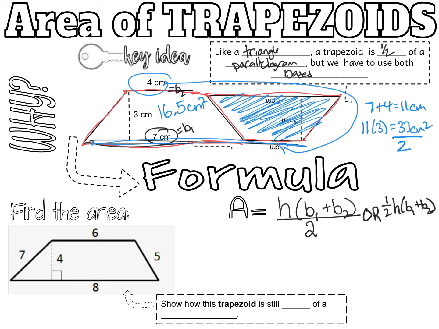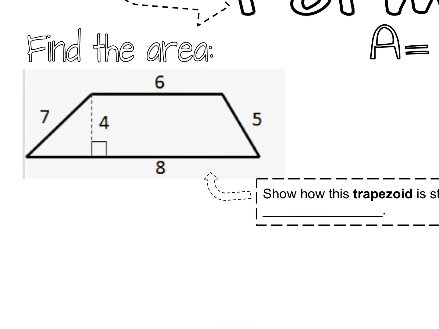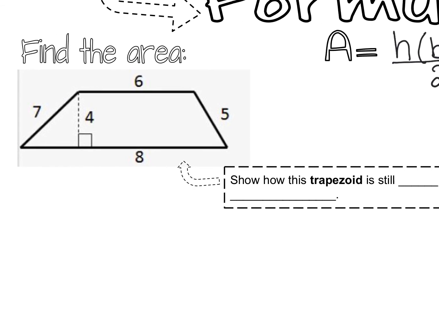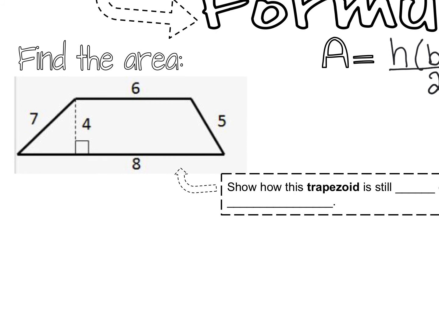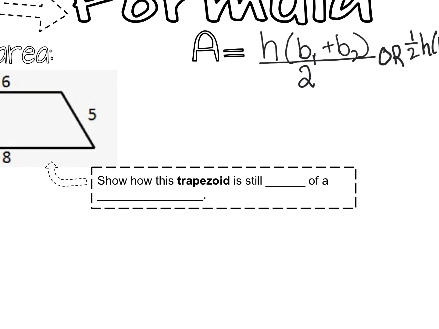What I would encourage you to do is pause the video, and try this trapezoid down here. Now notice I did put in some extra numbers as distractors, so I want you to really think about which numbers we need to use and which ones we are not going to use. If it helps you, you can also show how this trapezoid is still half of a parallelogram. So stop the video, try it out, and then come back and we'll go through it and check your work.